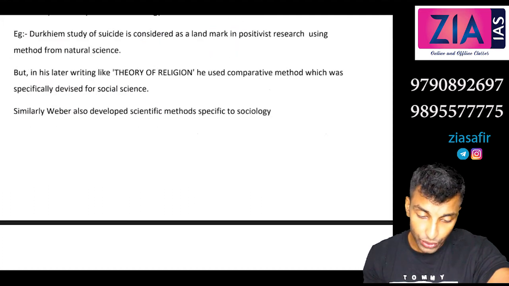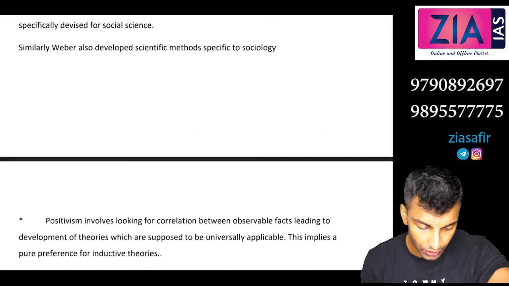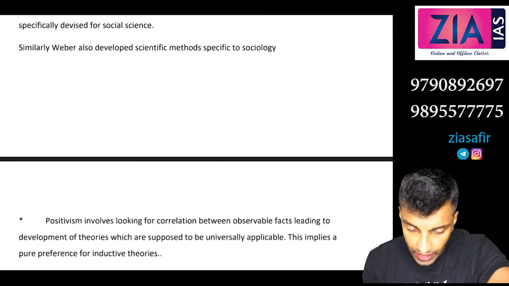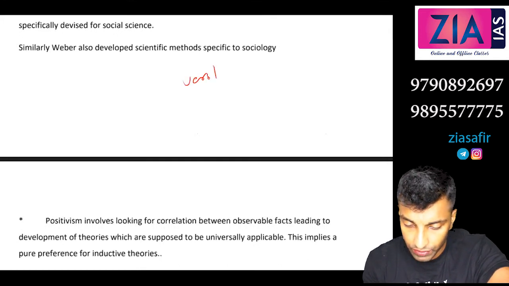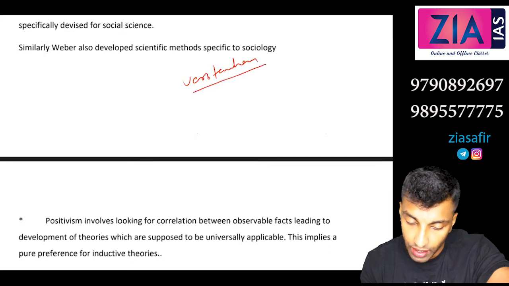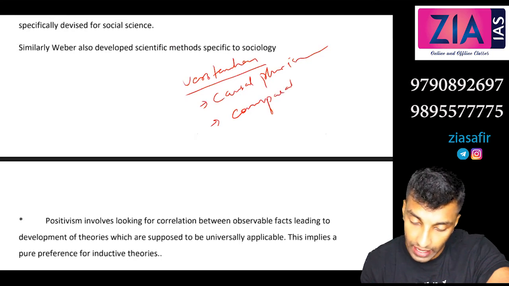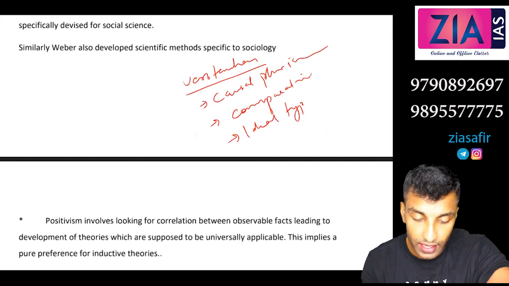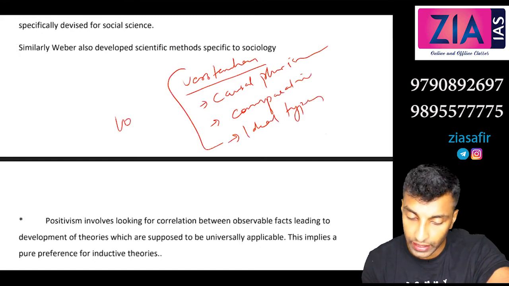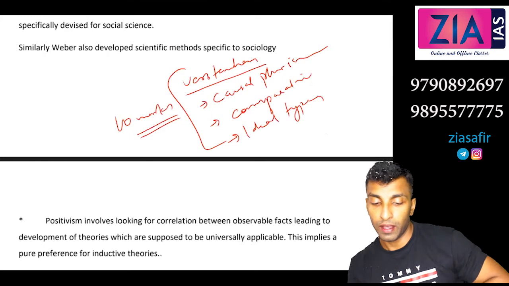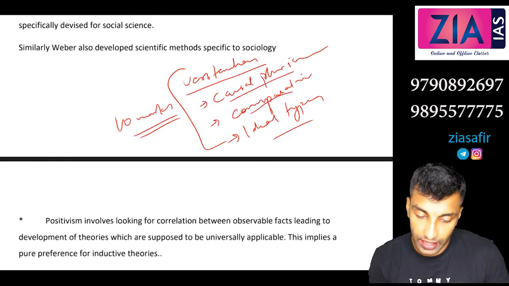Similarly, Weber also developed scientific methods specific to sociology. You will see Verstehen. Okay, don't worry about these words, this is just comprehension only. Verstehen, causal pluralism means plurality of causes. Okay, then causal probabilism, comparative analysis, then ideal types. All these can be asked as separate questions. All these are 10 markers. Okay, so we will discuss all these in detail. So here we can add examples. So you can just write examples this.